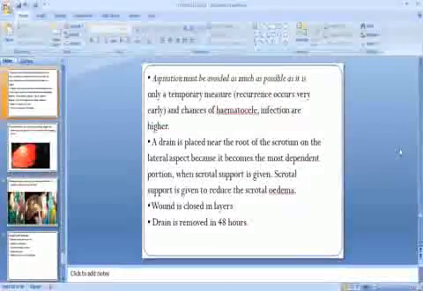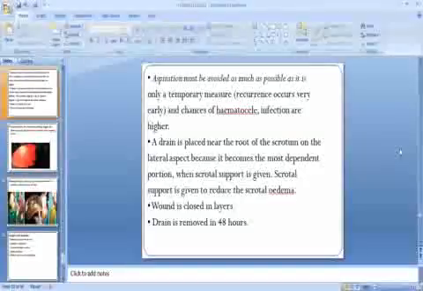Aspiration must be avoided as much as possible as it is only a temporary measure. Recurrence occurs very early and chances of hematoma and infection are higher. A drain is placed near the root of the scrotum on the lateral aspect because it is one of the most dependent portions. Scrotal support is given to reduce the scrotal edema. The wound is closed in layers. The drain is removed in 48 hours.